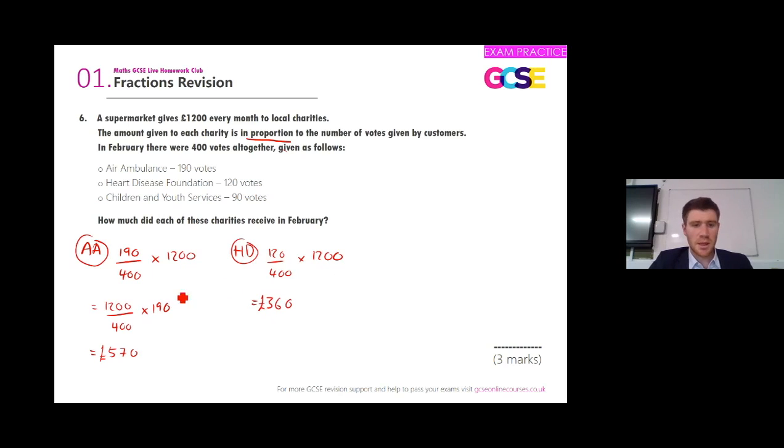I've only had to demonstrate it once for Air Ambulance. And then finally, Children and Youth Services, 90 over 400 times by 1,200. Same idea. 1,200 divided by 400 is 3 times by 90 is £270. They get the least. And there are our answers.